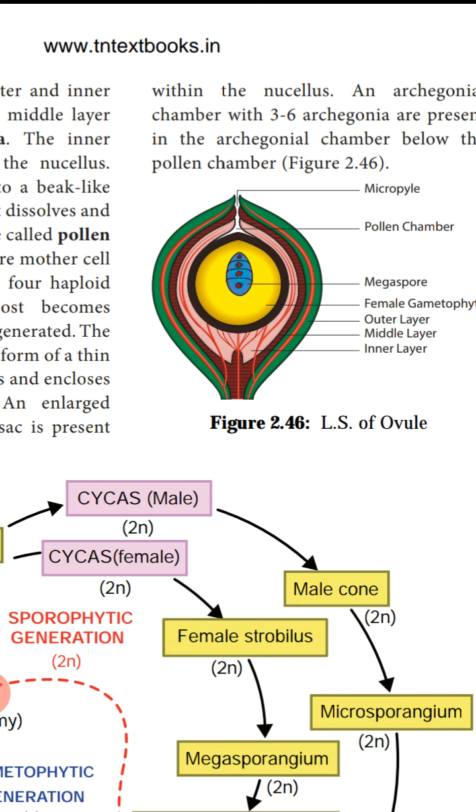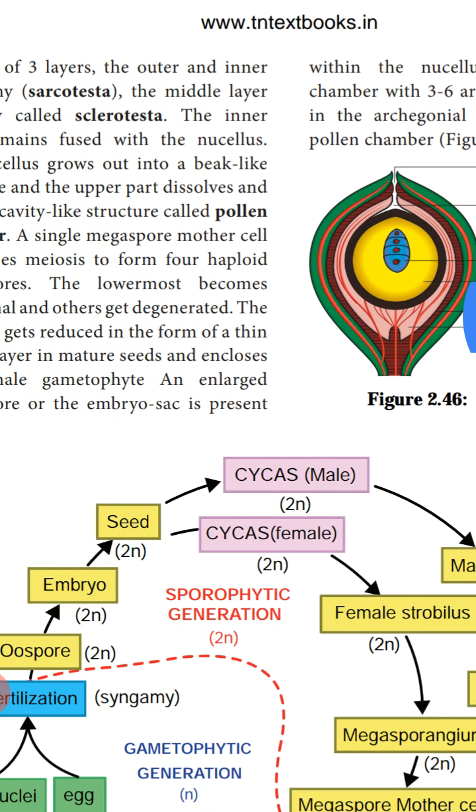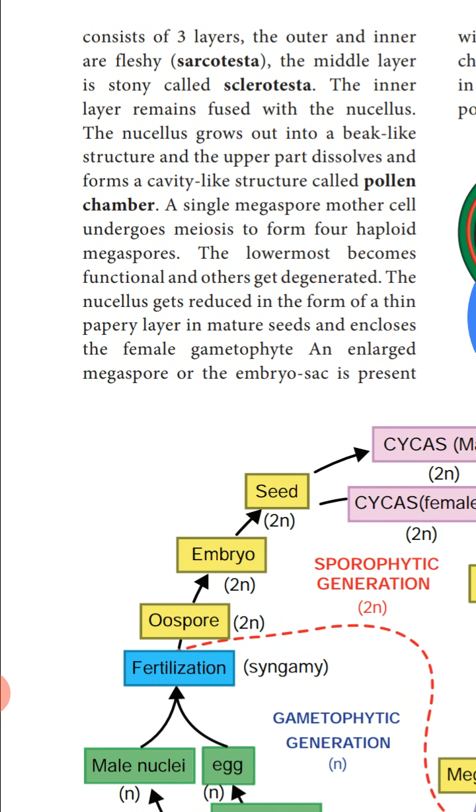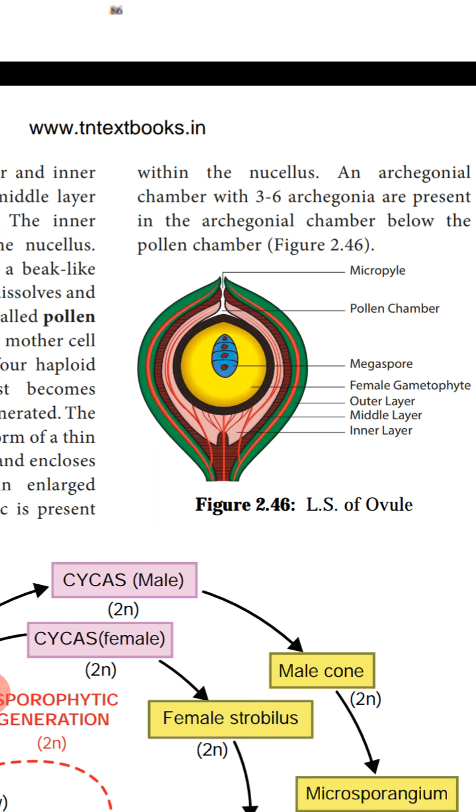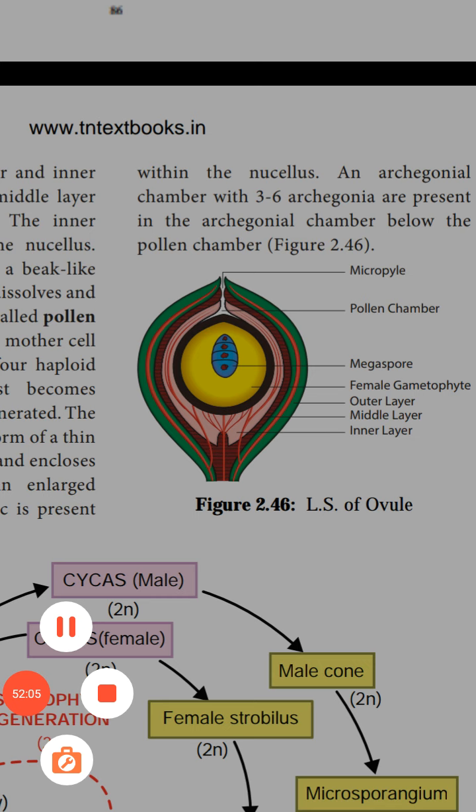After that, what will happen? The nucellus will also become very thin. It will reduce and form a thin layer around the megaspore. Next, an enlarged megaspore or the embryo sac is present within the nucellus. An archegonial chamber with 3 to 6 archegonia is present. Below the archegonia are the female archegonial cells.